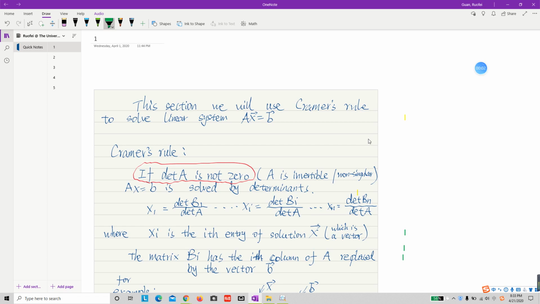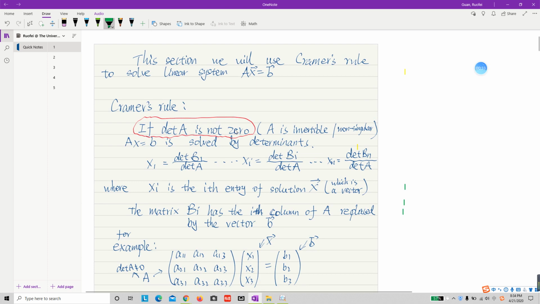Hello everyone. In this section, we will use Cramer's rule to solve the linear system Ax equals b. And we will also introduce a new formula for A inverse. It helps you find A inverse by computing the cofactor matrix and the determinant of A. Okay, so first let's see the definition of Cramer's rule.